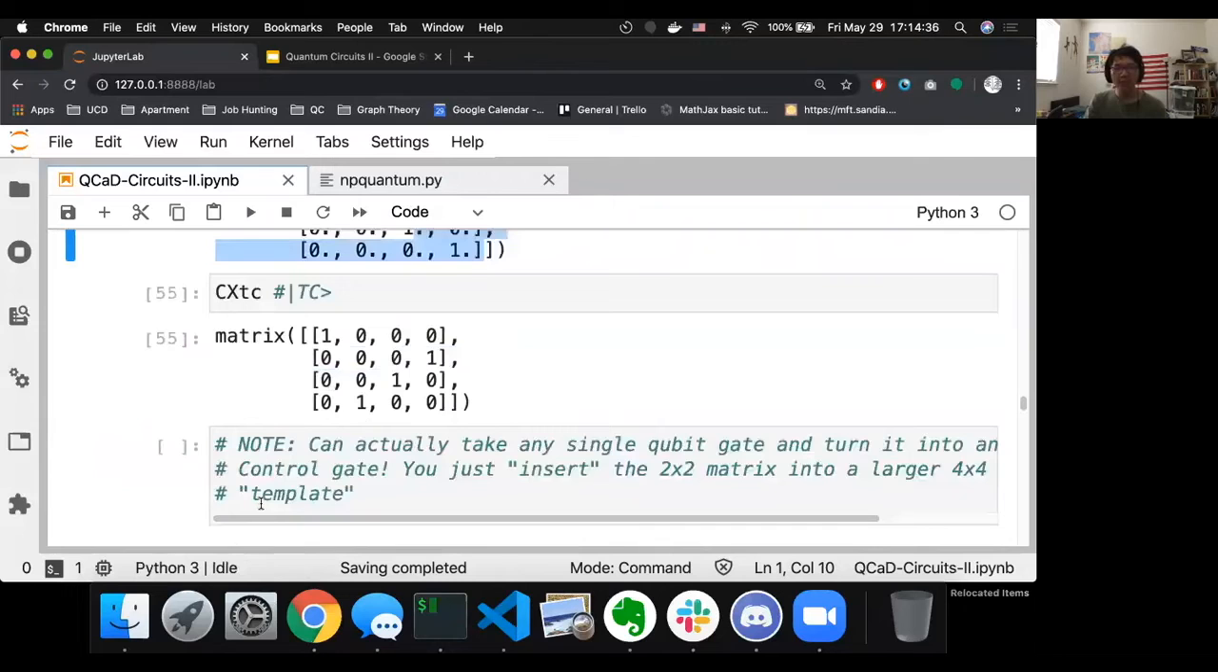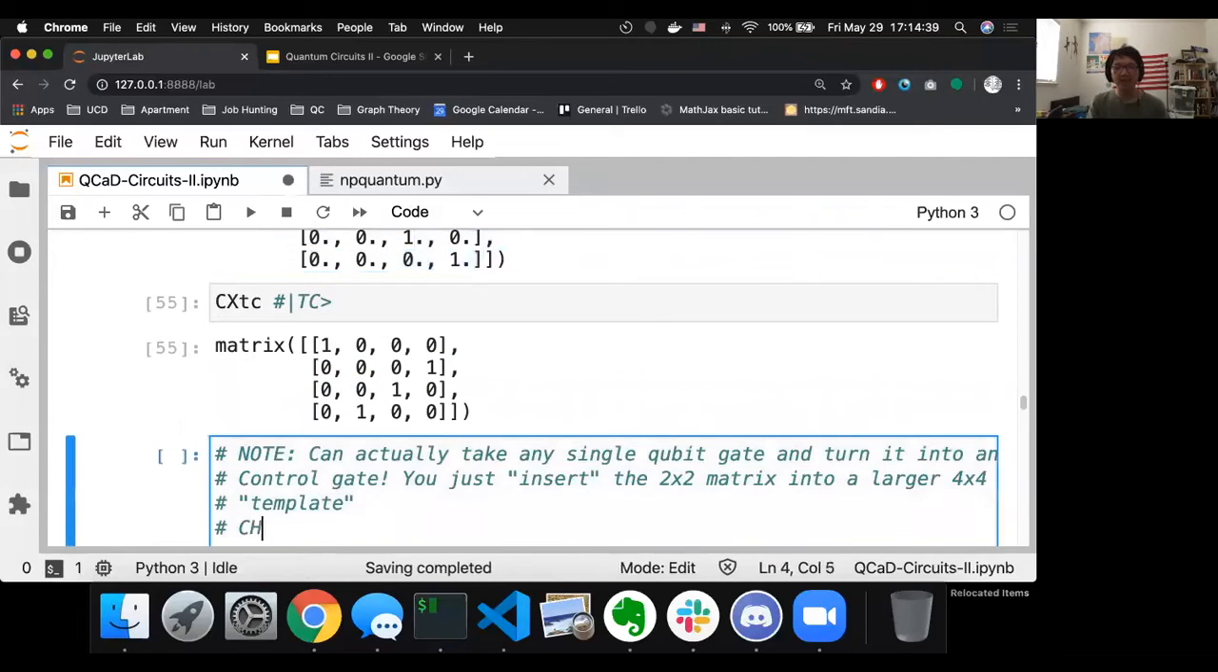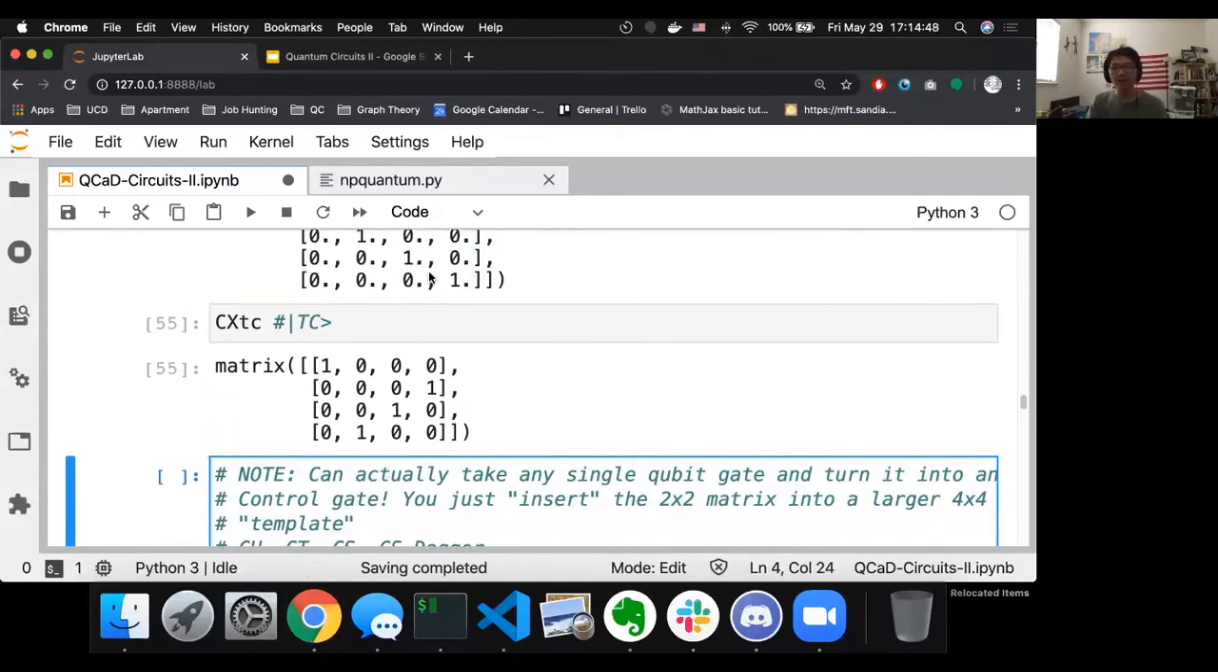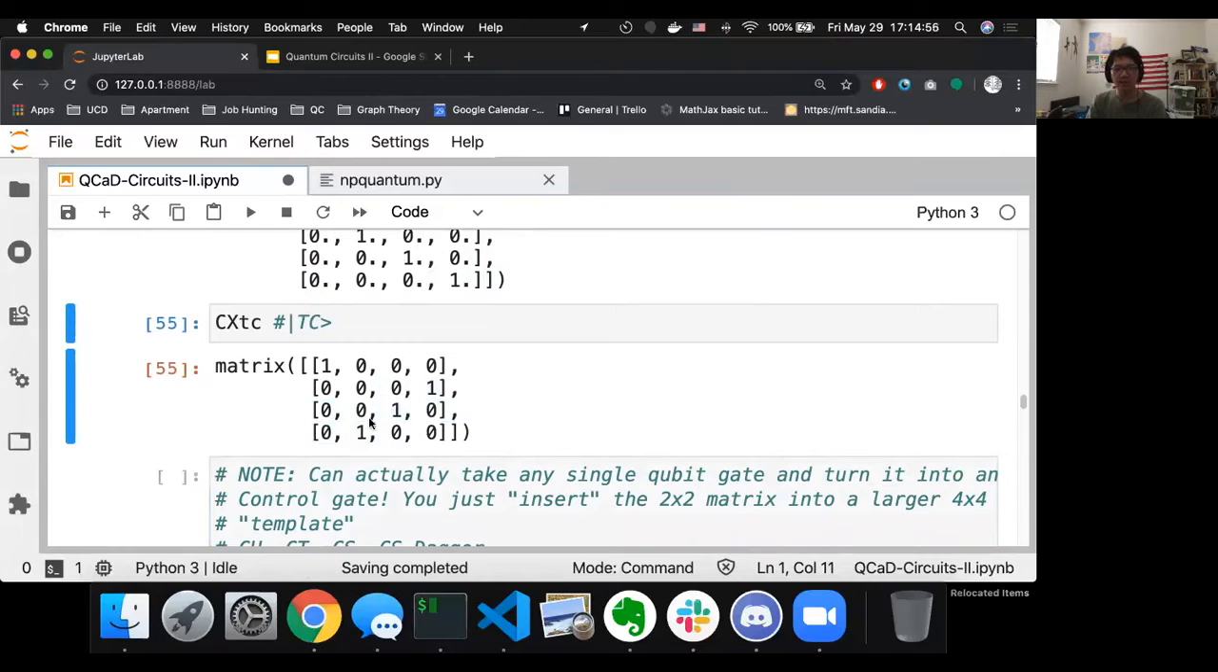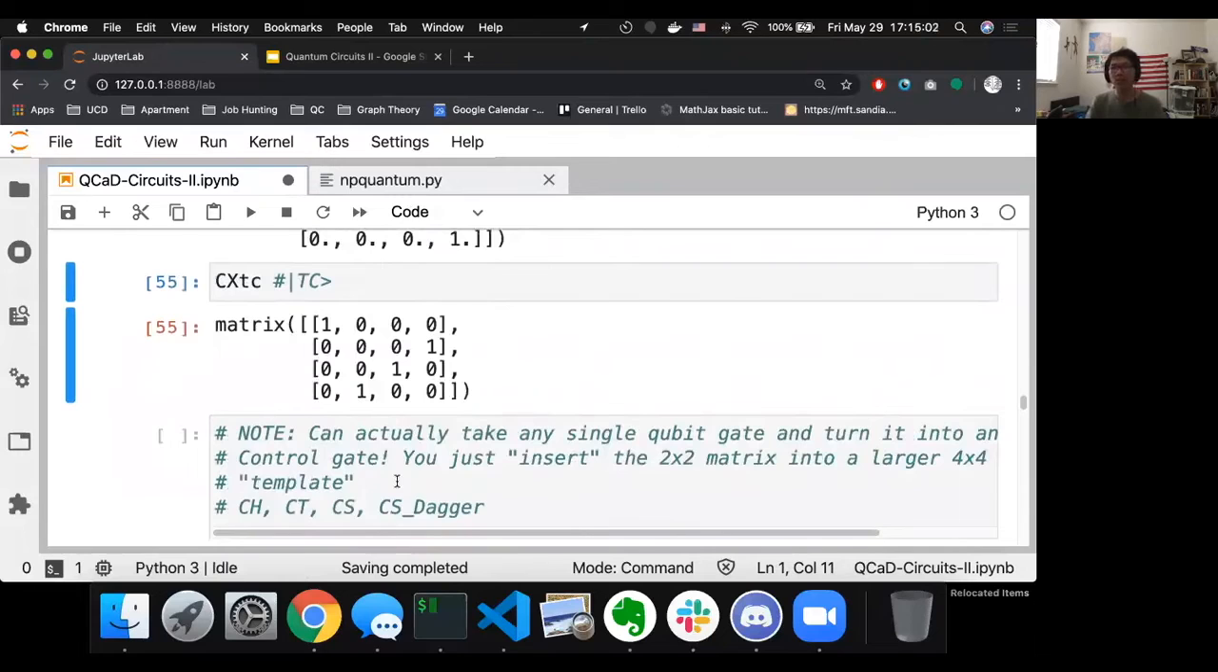NOT gate. But I could also have built a control Hadamard gate, a CH gate, or maybe a CT gate, or a CS gate, or maybe a CS dagger gate. All I have to do is insert the matrix into that corner. It's a little more complicated for the other way around, where you have to insert the matrix in this middle position here. It's not in the corner anymore, it's in the middle. But essentially, this is what I would call a templatable gate, in that you can build any number of control gates. So, like a controlled T gate, what does that mean? Well, if my control qubit is in 1, then a T gets applied. If it's not, then it doesn't get applied.